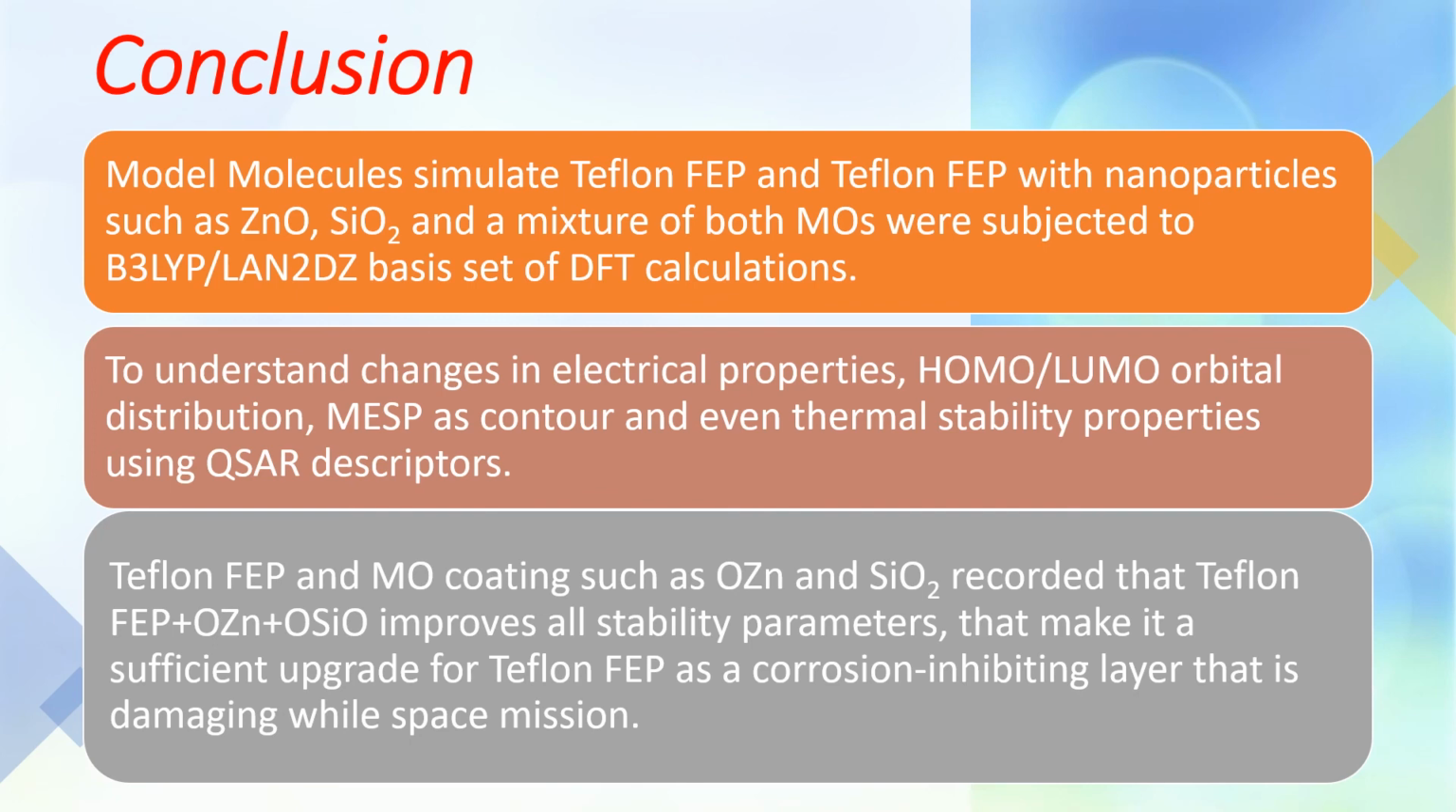Teflon FEP and metal oxide coatings such as zinc oxide and silicon dioxide recorded that Teflon FEP, zinc oxide, silicon dioxide layer by layer improves all stability parameters for Teflon FEP, which makes it a significant upgrade for Teflon FEP as a corrosion inhibiting layer against damage during space missions.